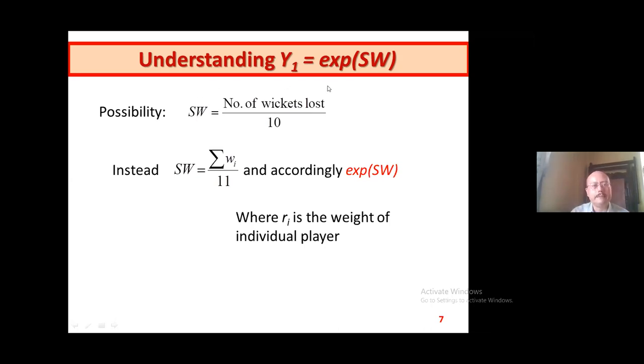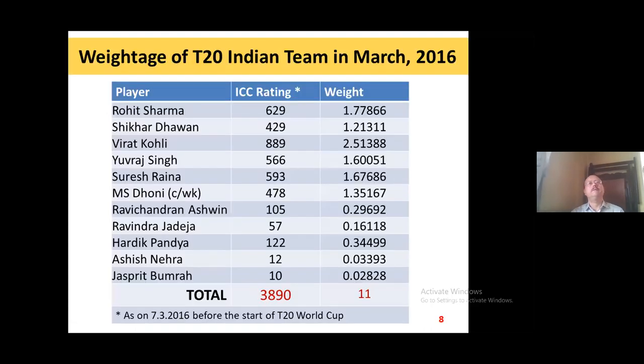So instead of this possibility, what we really want to work with is some kind of a weighted scheme. So our resource lost should be measured in some kind of a weighted scheme where the weights pertain to each of the batsmen in the team. So there are 11 of them. And this weightage has to be calculated based on their performance. For instance, this is one possible way of computing the weightage of each of the batsmen in the side.